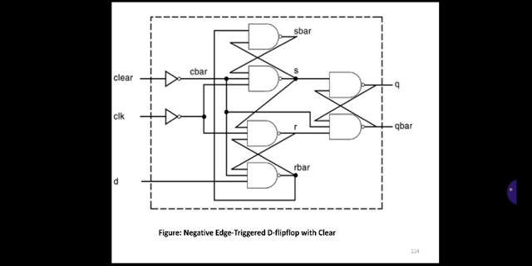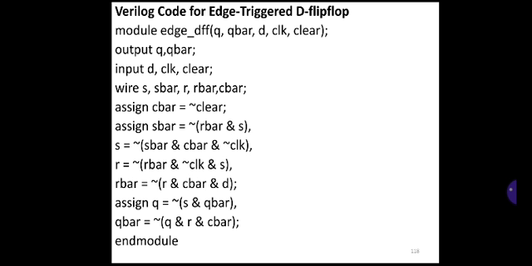So see here, clear, clock, D are the inputs, Q and Q bar are the outputs. Then we have intermediate wires, C bar, S bar, S, R and R bar. So these are the wires. So those are declared here. Wire S, S bar, R, R bar and C bar. And the input and output together, that is Q, Q bar, D, clock and clear. So this is the declaration part.